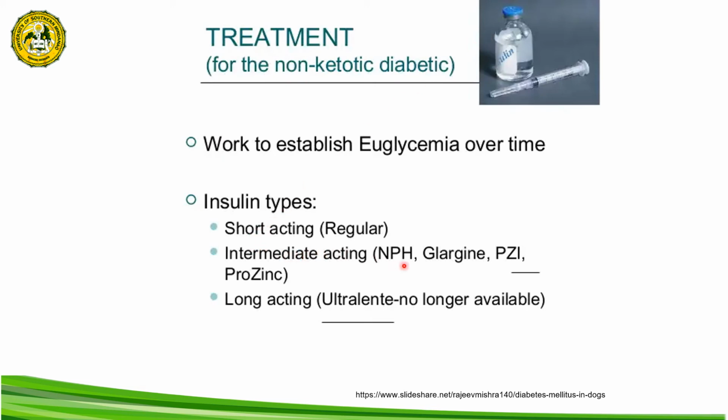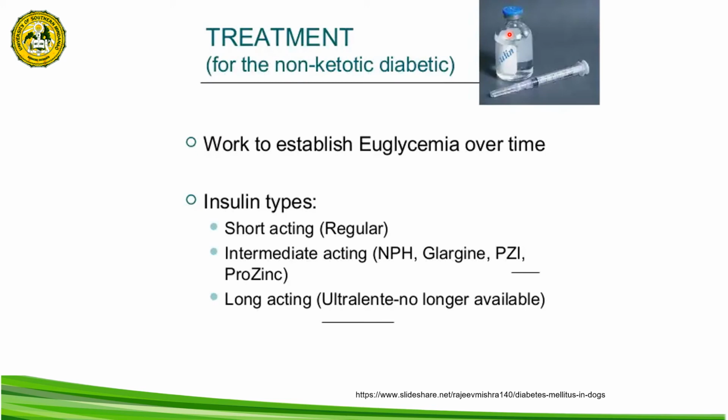We have the NPH, glargine, the PZI, and the Prozinc. For the long-acting insulin types, we have the Ultralente, which is now considered to be no longer available. So the goals of therapy for diabetes mellitus include the restoration of normal fasting serum glucose concentrations, normalization of the serum fructosamine, and reversal or attenuation of the chronic complications such as diabetic neuropathy and nephropathy.